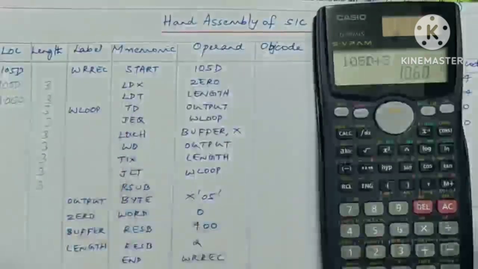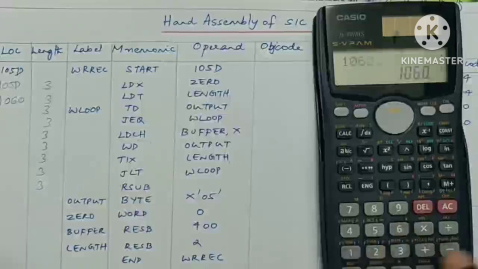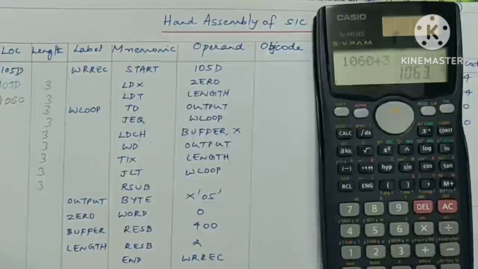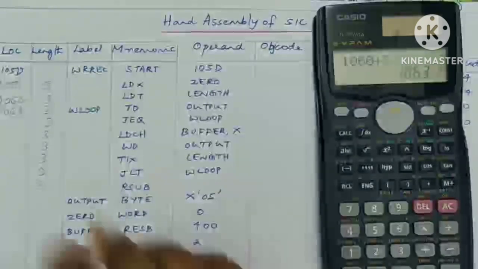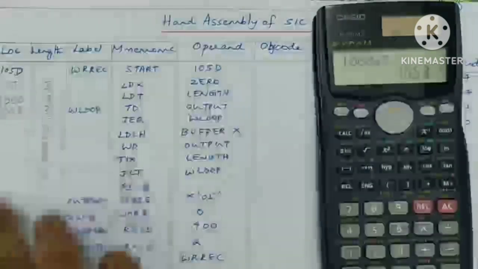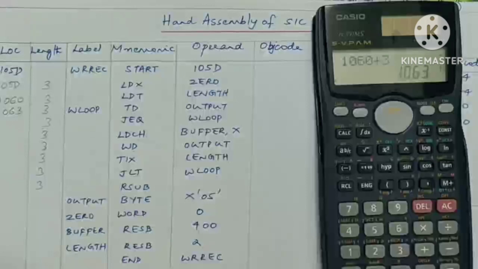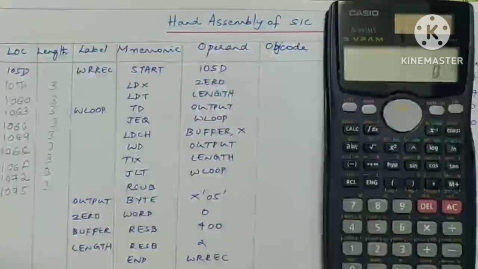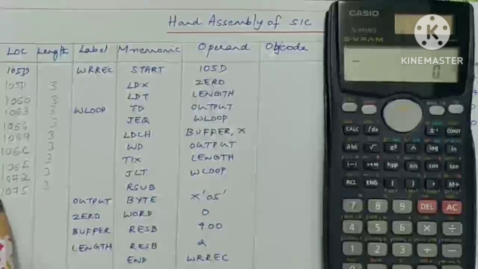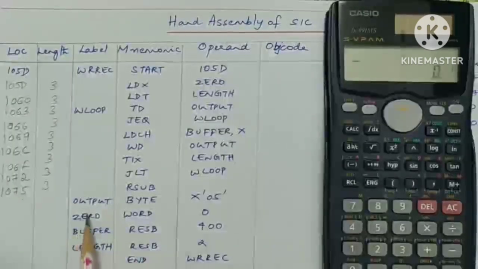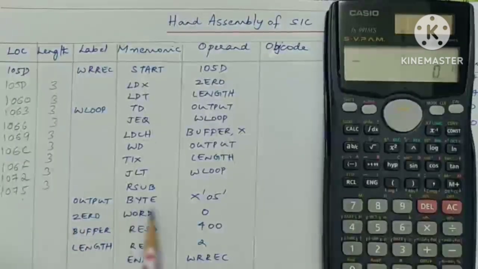Now if you again add 1060 with the length of the instruction, you will get 1063. So you can keep on adding 3 till you get all the address locations. So I have filled out all the values till this instruction. The address is 1075. Now let us look at the next statement, which is an assembler directive.